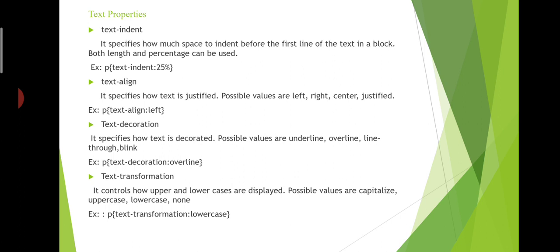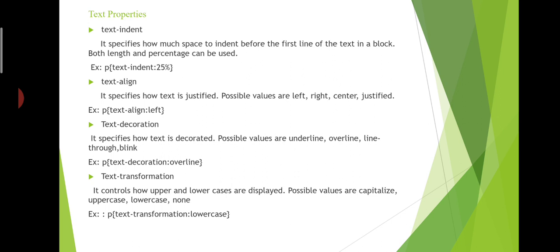Next is text-align. It specifies how text is justified, whether it is left, right, center, like that. So where you want to place the alignment of that text. The text-align property has the values left, right, center and justify. We have to make use of these predefined values only.